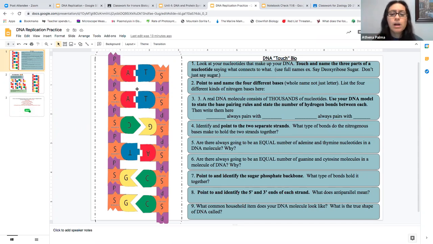Okay. All right, point to the 5' and 3' ends of each strand. So you have a 5' here, wherever the phosphate's hanging off, 3' down here, 5' here, 3' there.